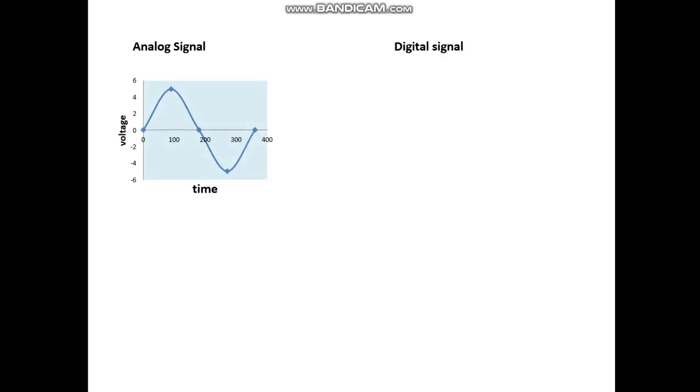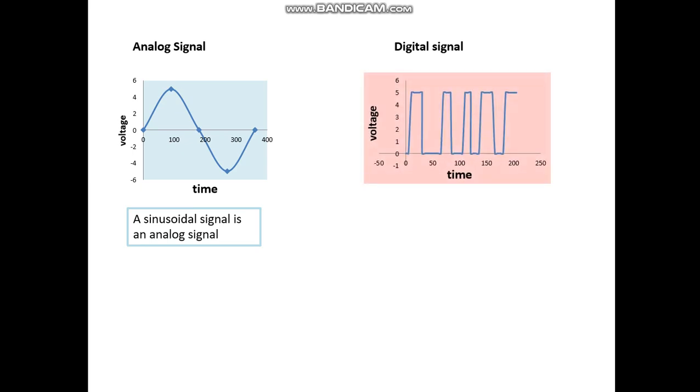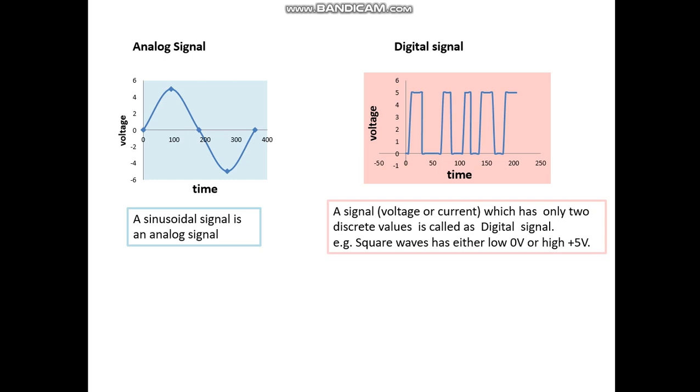Now let's see what's analog and what's digital signal. This is an example of an analog signal, that's a sinusoidal signal. It's a voltage versus time graph. And if you take a digital signal, then the signal, that's voltage or current, can be anything which has only two discrete values and is called a digital signal. Example, square waves has either low 0 volt or high plus 5 volts.